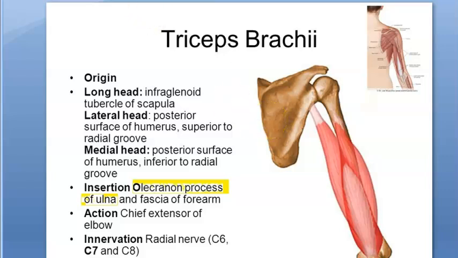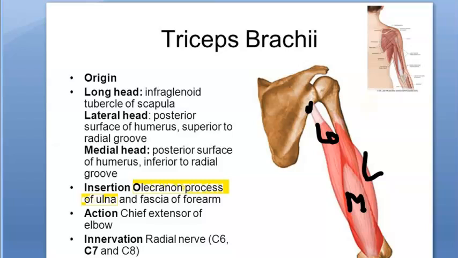Okay. So now let us look at the origin. So we have a long head, right? We can see a long head, then we can see a lateral head and a medial head. The long head comes from the scapula, and the lateral and the medial heads, where do they originate? Posterior of the humerus.